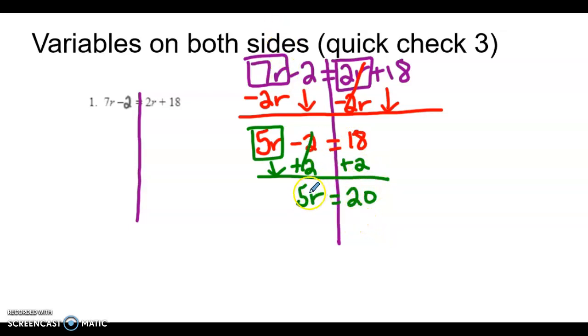And then I'm still trying to get this R by itself, so I need to get rid of the 5. And right now it's 5 times R. The opposite of multiplying is dividing. So I'm going to divide each side by 5 and then simplify. And 20 divided by 5 is 4.